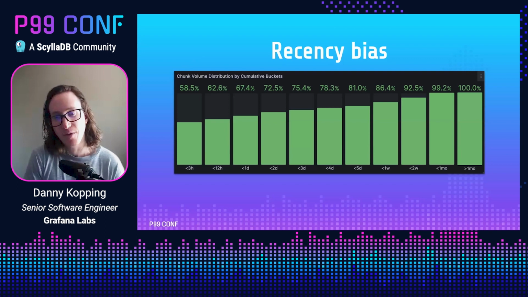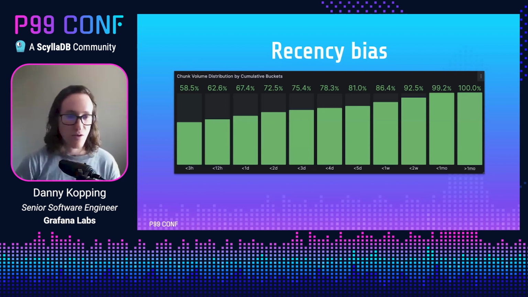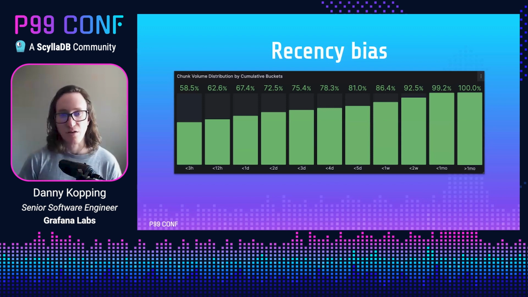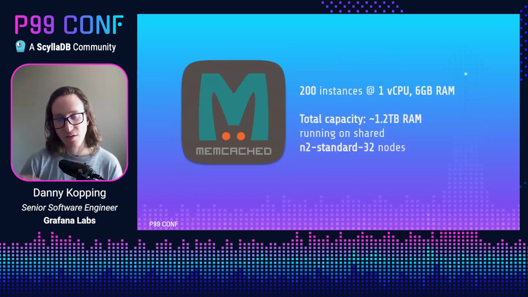As I mentioned earlier, observability use cases tend to skew towards recent data, and so most of the time people are looking at logs within the last 3 hours or so to find the information that they need. And we can see here that over all of the chunks fetched in this particular time range, 58.5% of them were fetched in the 0 to 3 hour bucket, 62% in the last 12 hours. And so based on this usage pattern, we decided to try and cache about 3 hours worth of data in order to serve a majority of chunks from cache.